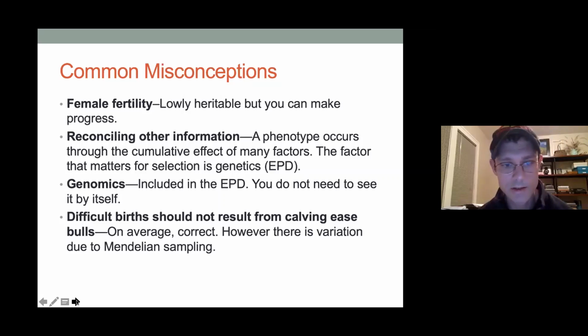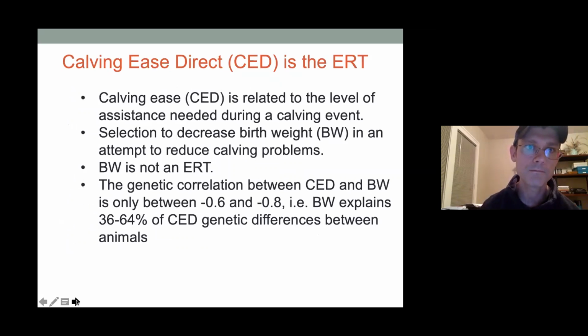The other thing to keep in mind here is, right, that the cow plays a role in the genetics of the calf and their environmental influences on the calf's actual phenotype. So a bit more here, calving ease direct, as I mentioned, is the economically relevant trait and is related to the level of assistance needed during a calving event. People that select a decreased birth weight, it's just simply an attempt to reduce calving problems, and birth weight, as we discussed, is not the ERT.